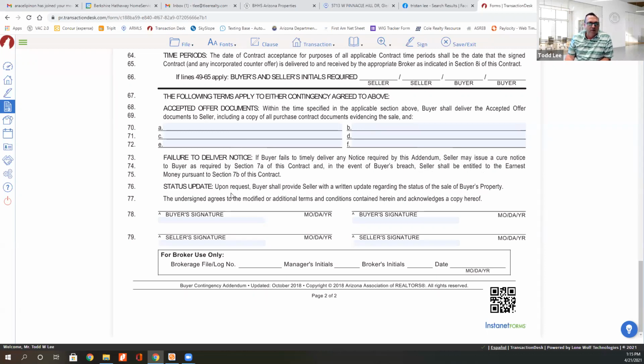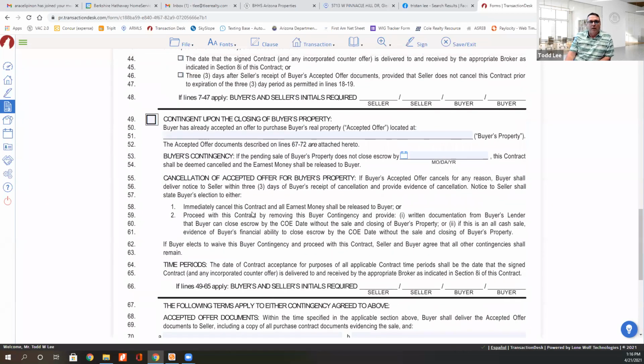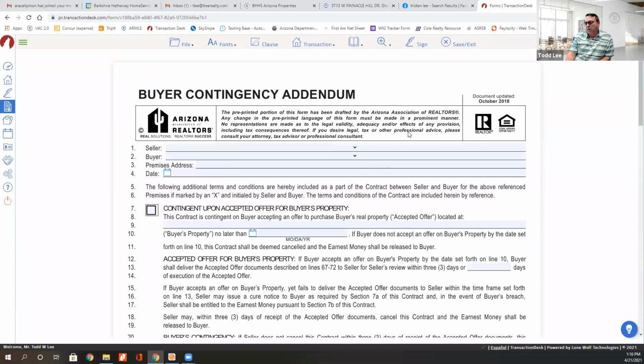Notice that it leaves it pretty vague there. It just says upon request, the buyer shall provide the seller with an update. So if the seller is asking every day for an update, this really says that the buyer has to provide the seller with a written update regarding the status of the property. I don't think most sellers are going to want an update every day, but I think it's kind of unusual that they wouldn't say maybe once a week or every 10 days or something like that, but they leave it pretty blank for you. Anything else that anybody wants to add into the buyer contingency addendum?